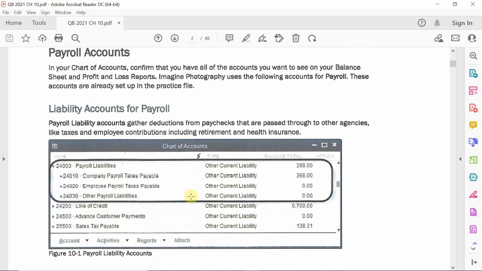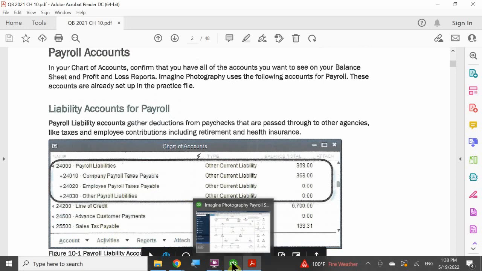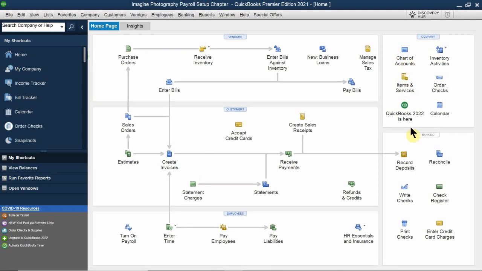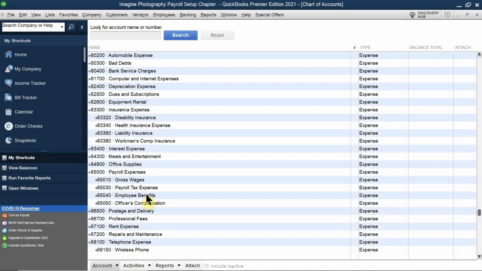Now, again, what are payroll accounts? Well, payroll accounts are things on your chart of accounts that you're going to be linking your expenses to, okay? So what do you mean by linking my expenses?